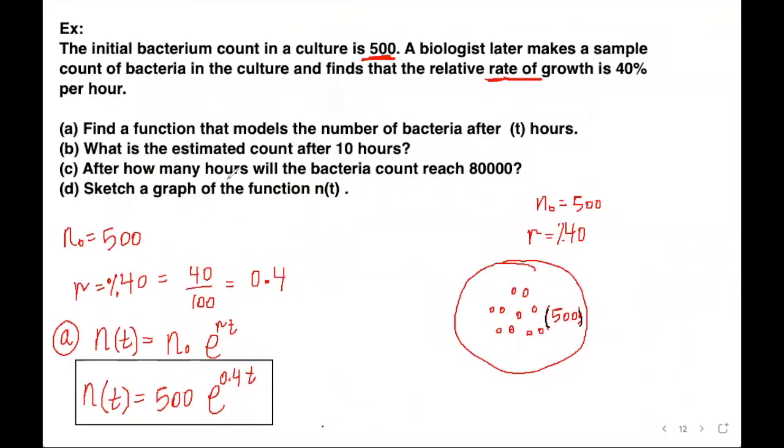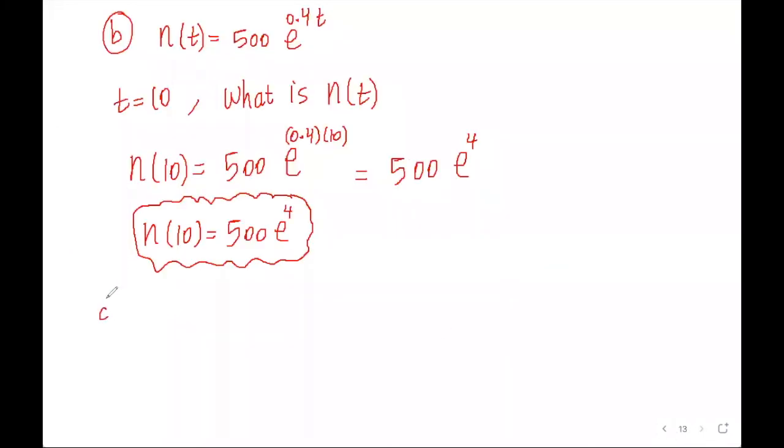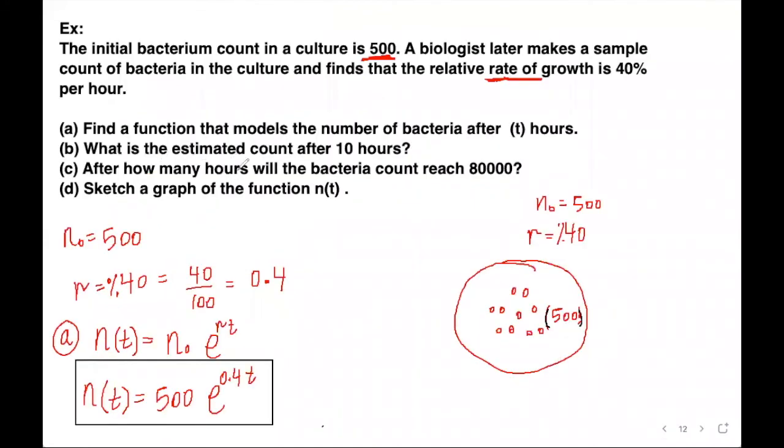Number C, after how many hours will the bacteria count reach 80,000? So for C, they ask for the time when N of t equals 80,000. After how many hours? So they ask for time, for t, when N of t is 80,000.